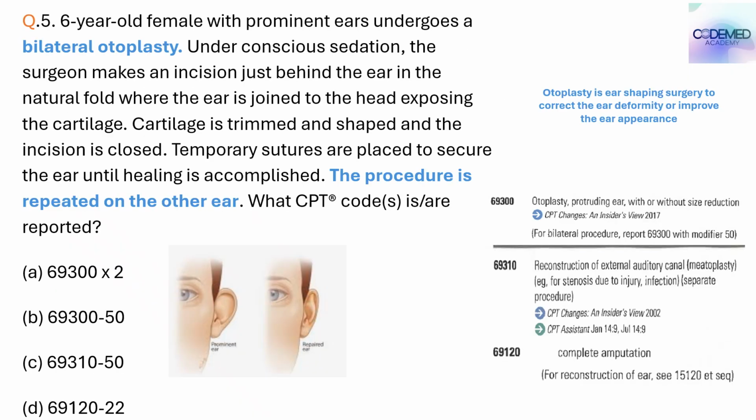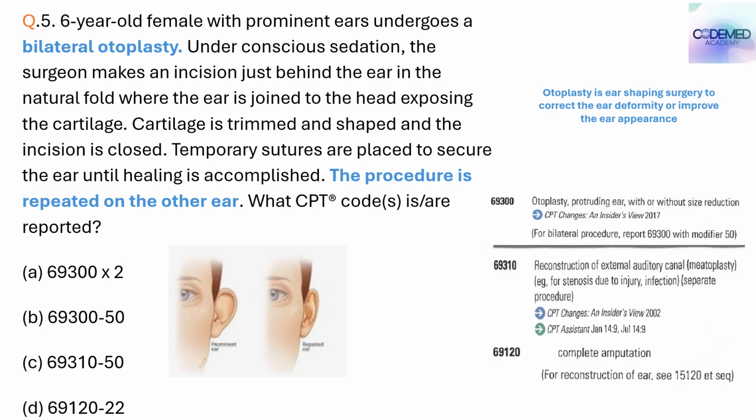So the next question is, a 6-year-old female with prominent ears undergoes bilateral otoplasty. Under conscious sedation, the surgeon makes an incision just behind the ear in the natural fold where an ear is joined to the head, exposing the cartilage. Cartilage is trimmed and shaped, and the incision is closed. Temporary sutures are placed to secure the ear until healing is accomplished. The procedure is repeated on the other ear. What CPT code is reported?